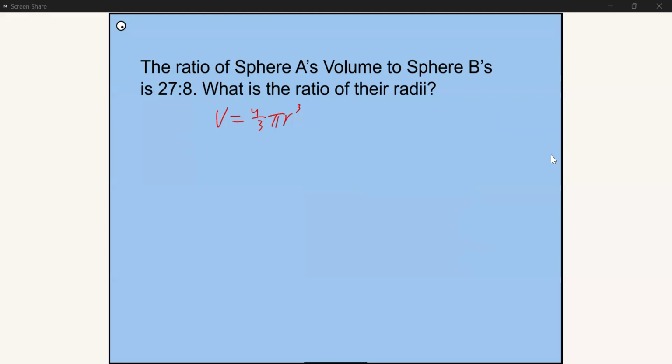The ratio of sphere A's volume to sphere B's is 27/8. What is the ratio of their radii? Okay, great. So you could do this on a more theoretical level where you set up a ratio like 27/8 equals, let's say A equals A's radius and B equals B's radius.